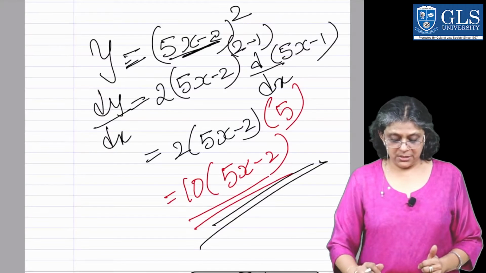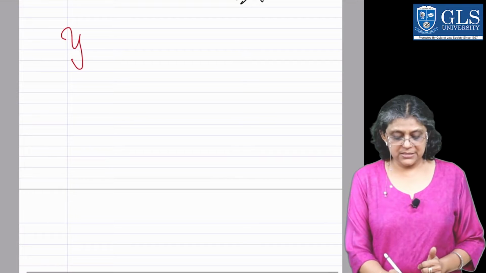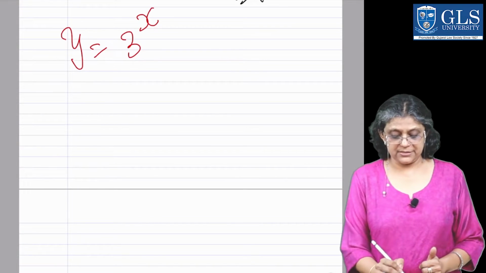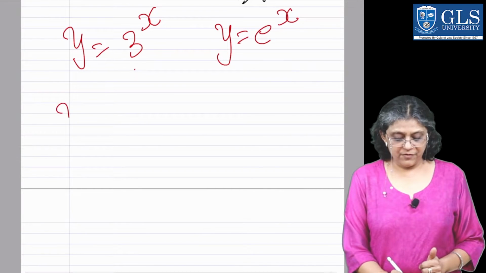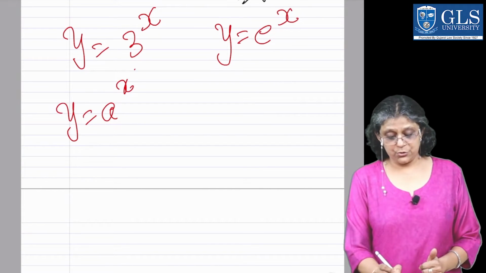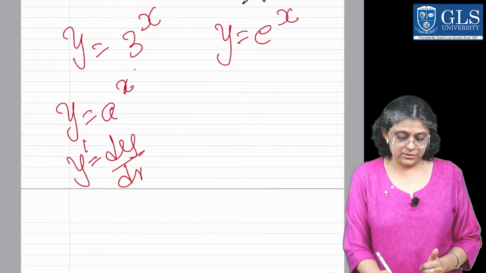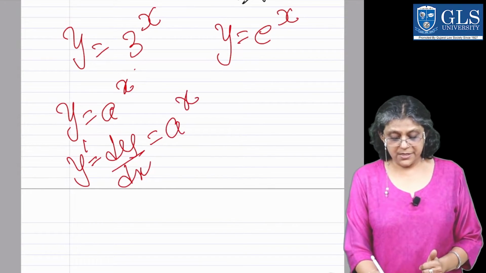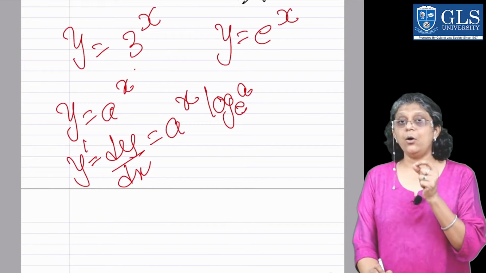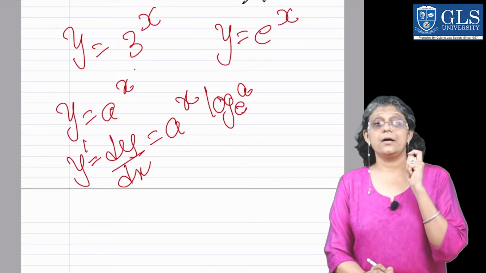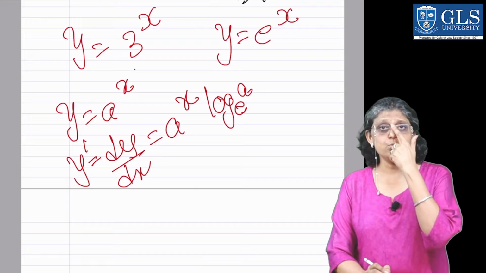So I'll explain to you what happens here. The question is, if you move ahead, what do we get? That if y is equal to 3 raised to x, if I say y is equal to e raised to x, अभी y is equal to a raised to x, dy by dx या y dash x का फॉर्मूला क्या है? a raised to x log a to the base e. How do I read? a raised to x log a to the base e.